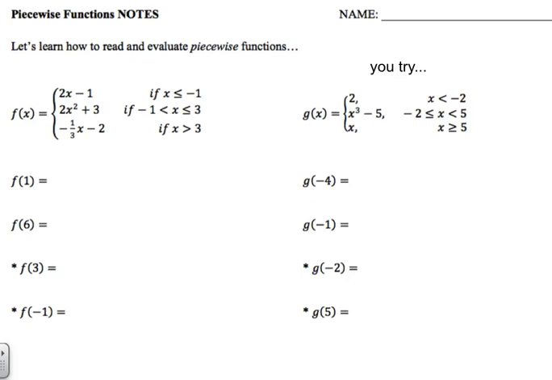Alright, so we're going to learn about piecewise functions today. Piecewise gets its name because they're going to be split into pieces, and then we're going to be dealing with functions, and so every x has its own y value. So here is what a piecewise function looks like.